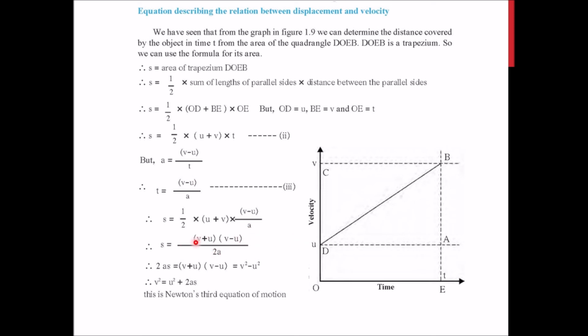In the arithmetic calculations happening over here, 2A and S will go over here. V plus U into V minus U is equal to V square minus U square. Ultimately, V square is equal to U square plus 2AS. That is Newton's equation of motion, the third kinematical equation of motion.